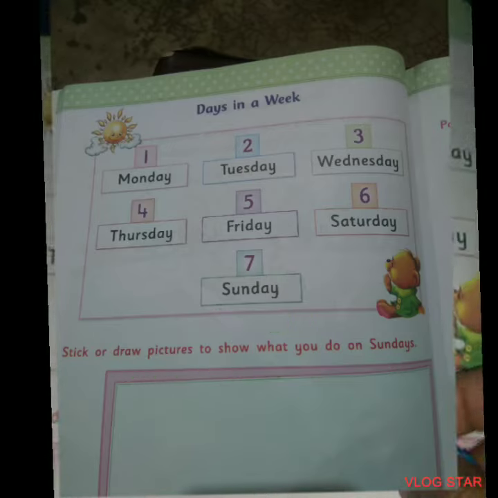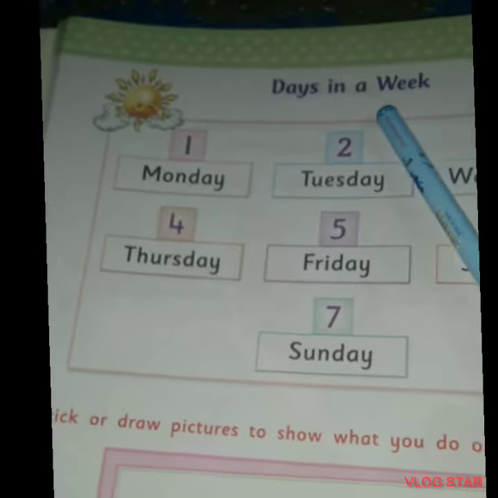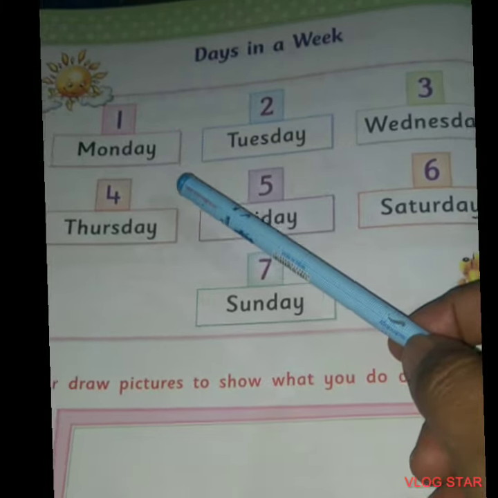Today we will learn about days in a week. Days in a week. ठीक है, हम लोग 7 दिन का नाम पढ़ेंगे.